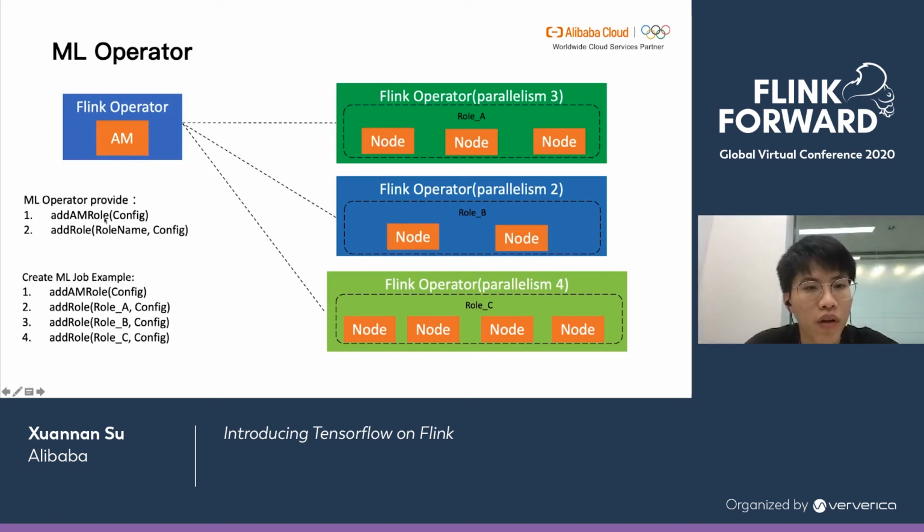The add role will add a group of nodes to the machine learning cluster, and it does so by adding a Flink operator to the Flink job, and the nodes run in the Flink operator. It also controls the number of nodes by setting the parallelism of the operator.